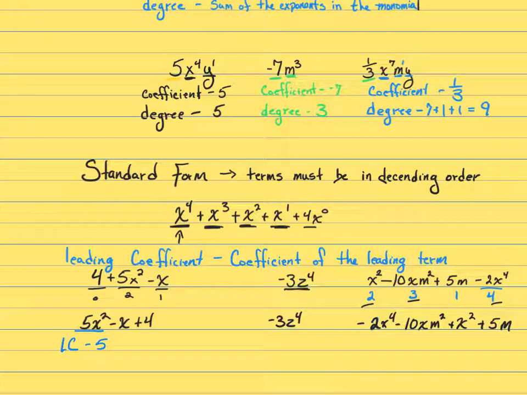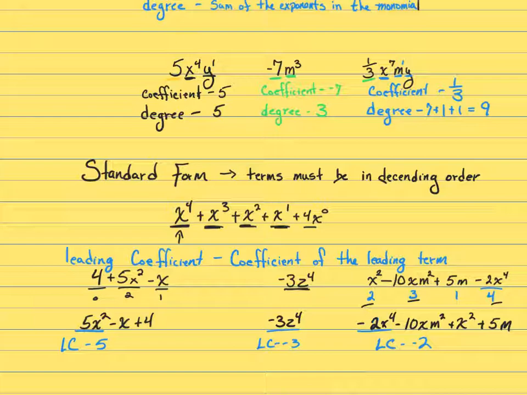If I look at the next one, the leading term, and the only term, has a coefficient of negative 3. So the leading coefficient is going to be negative 3. And then finally, this last one, the leading coefficient is going to be negative 2.